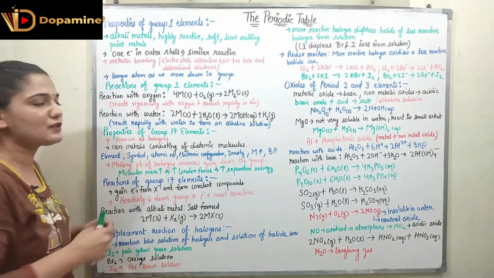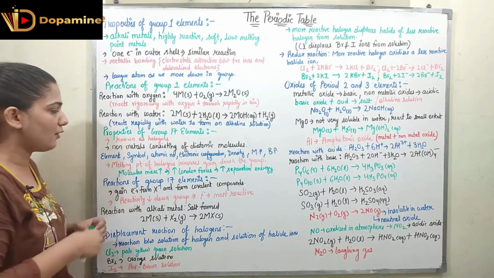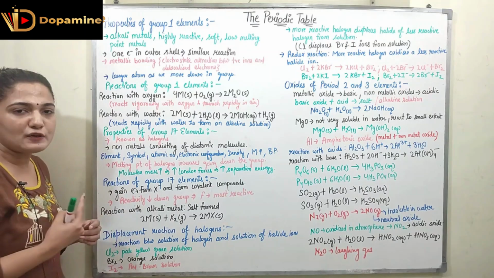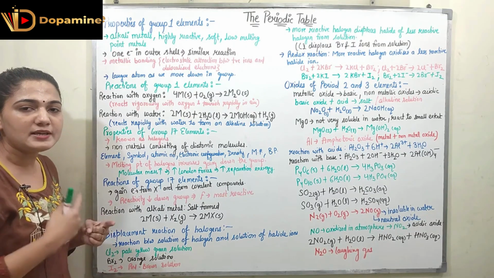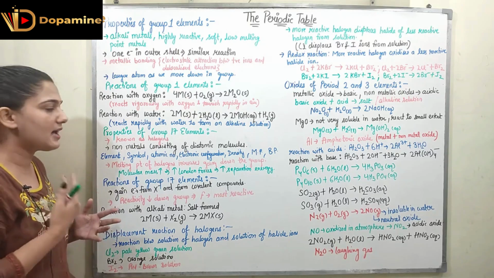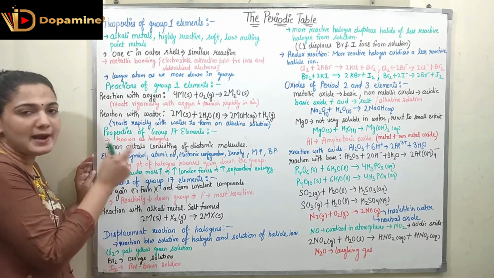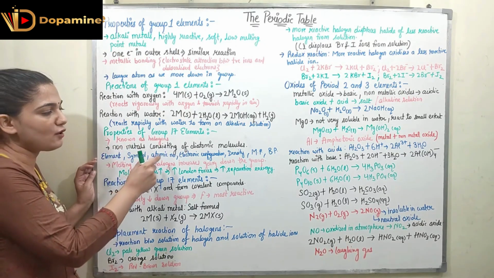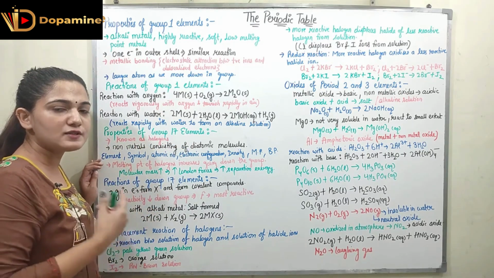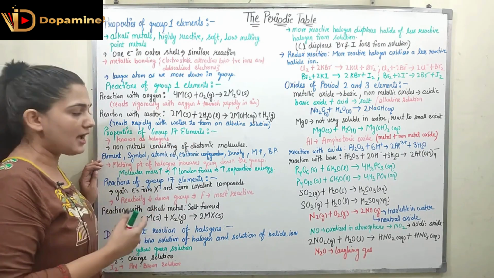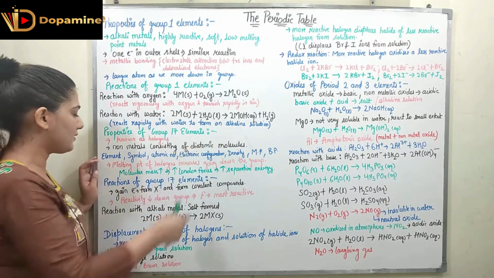Coming to the properties of the group 17 elements. What are the various properties? First of all, they are known as halogens. Fluorine, chlorine, bromine, iodine, all of them are known as halogens. They are non-metals, right? And they consist of diatomic molecules. So always we have F2, Cl2, then Br2, I2. So we have diatomic molecules.